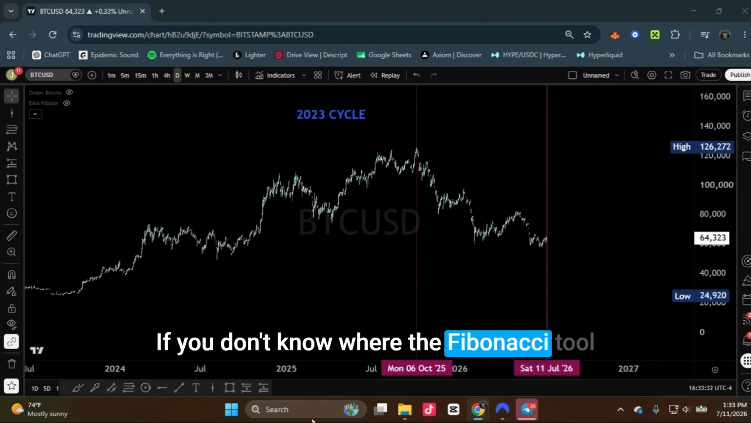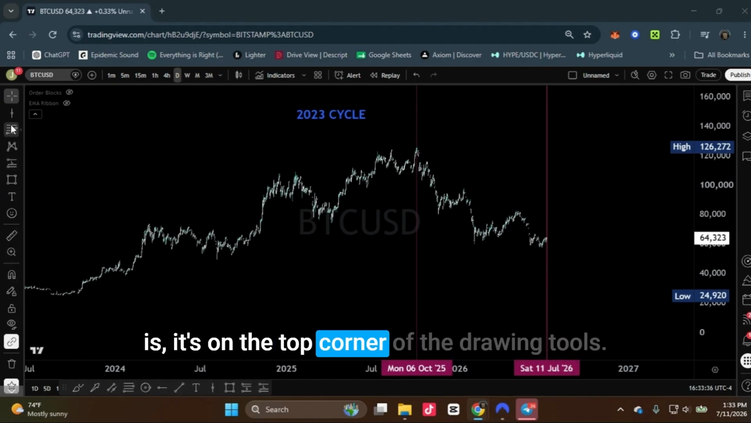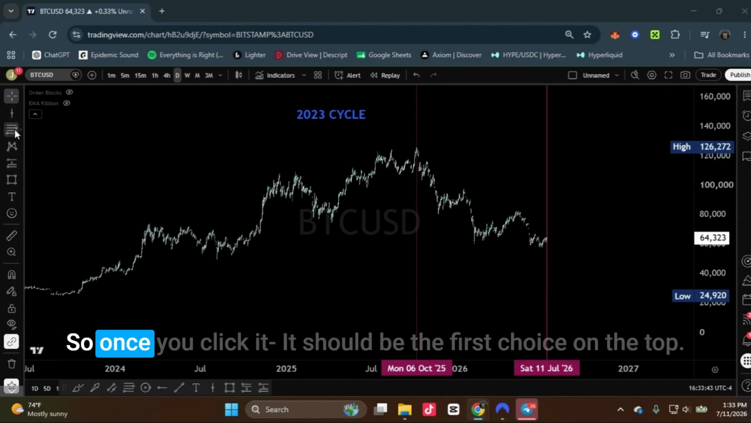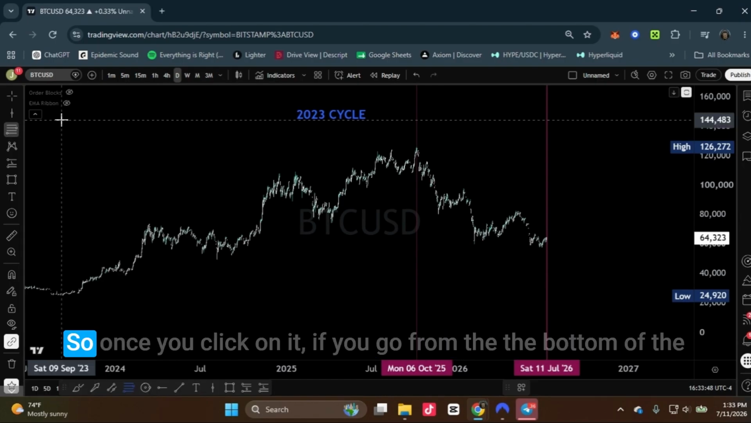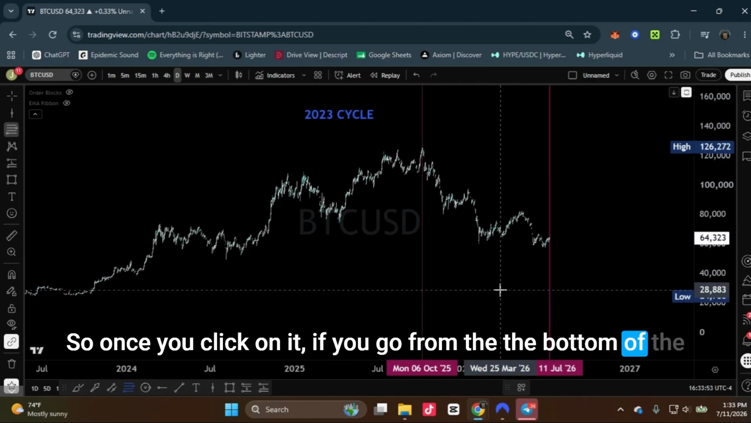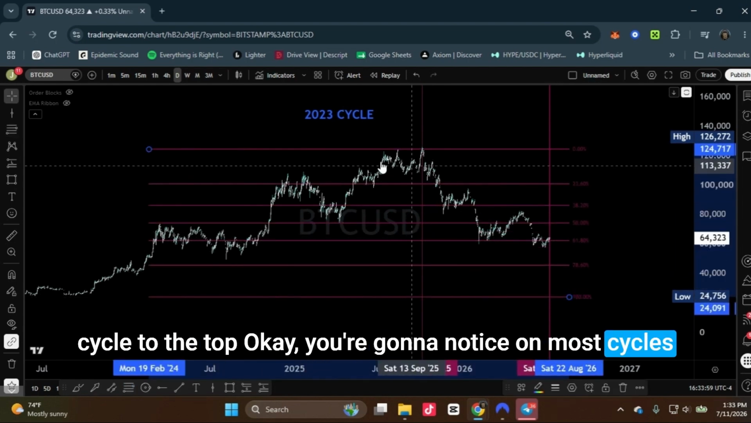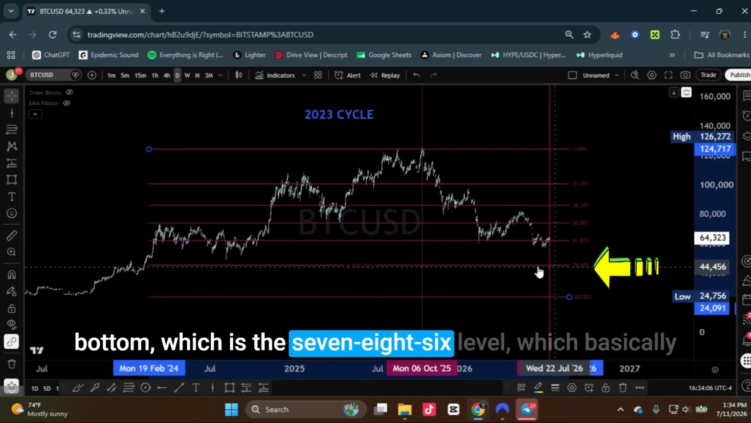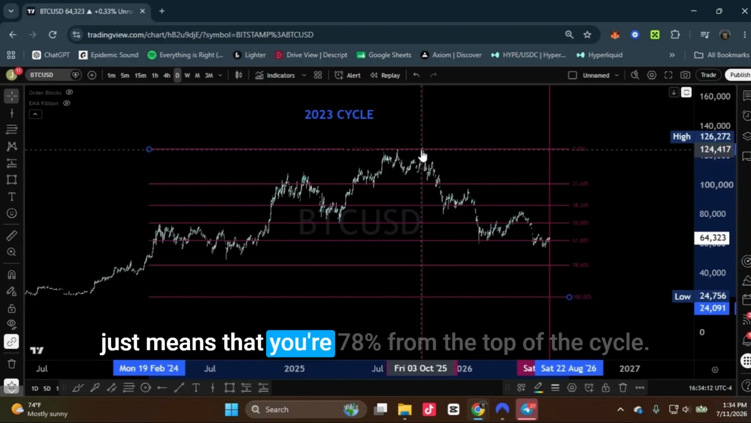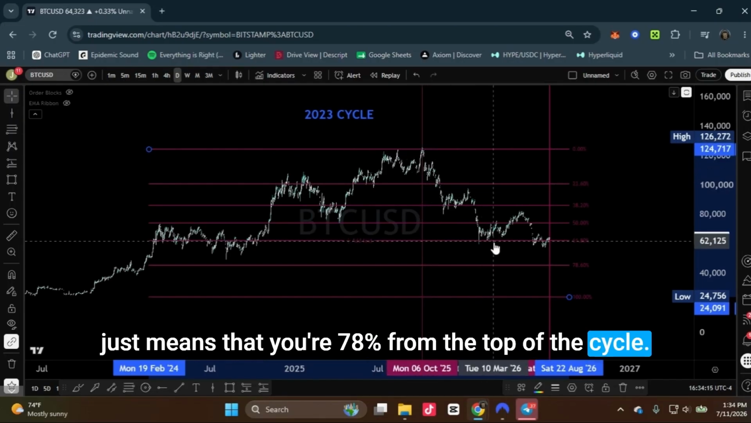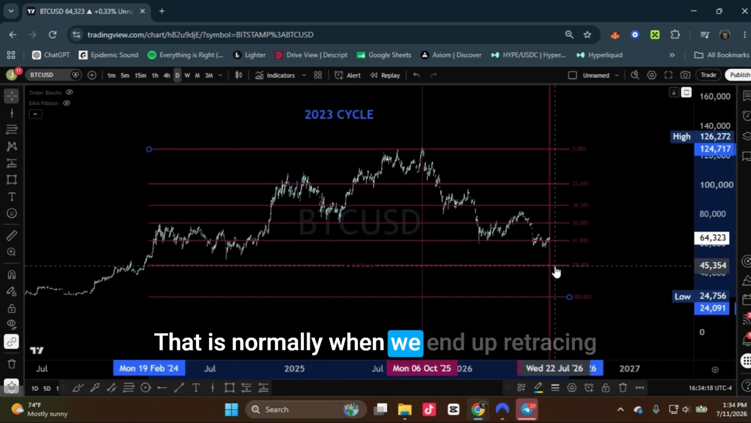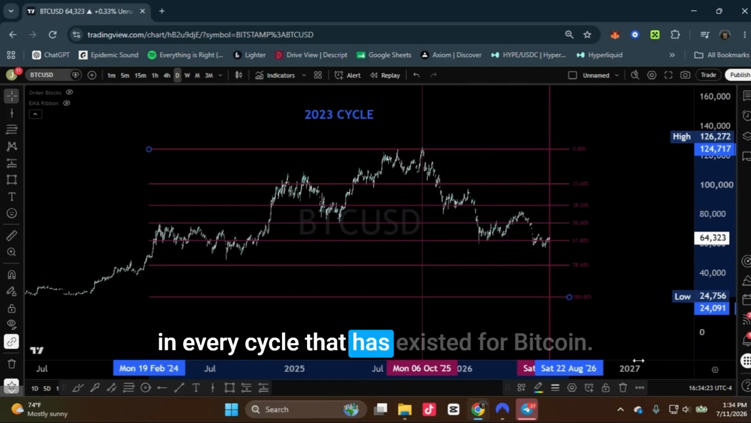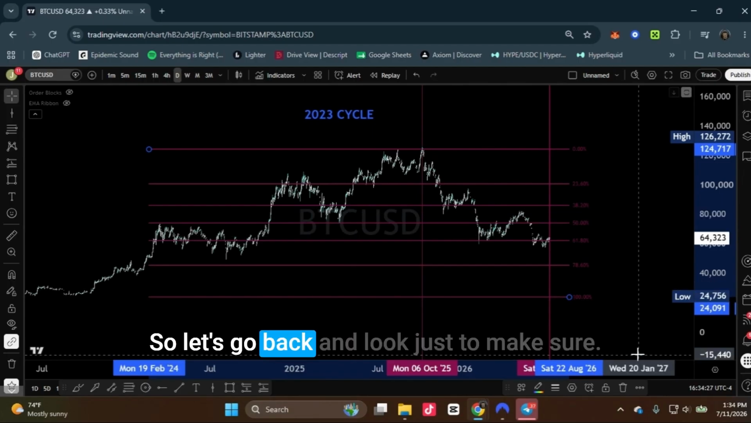If you don't know where the Fibonacci tool is, it's in the top corner of the drawing tools on any platform. You're going to find these 5 lines. Once you click it, it should be the first choice on the top. If you go from the bottom of the cycle to the top, you're going to notice on most cycles the bottom isn't in until it reaches this second level from the bottom, the 786 level, which basically means you're 78% from the top of the cycle. That is normally when we end up retracing and going back the other direction, at least in every cycle that has existed for Bitcoin. So let's go back and look just to make sure.